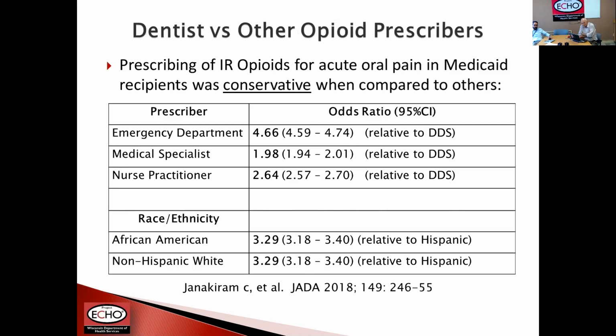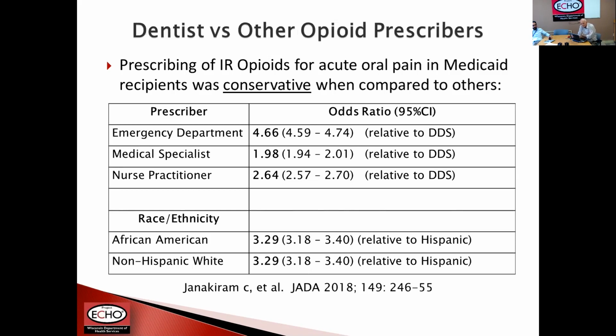And the ED physicians were almost 5 times more likely to prescribe an opioid than a dentist would for the same coding. And similarly for the medical specialist, the physician or nurse practitioner. So the dentists, despite the fact that we might think they're being a little bit liberal from the previous slide, are actually more conservative in their opioid prescribing. We'll see that in some of the newer recommendations in a couple of slides.